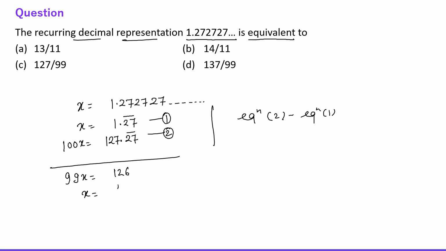Then x will be what? 126 divided by 99. These both numbers are divisible by 9. So just divide by 9. So this will be 14 and this will be 11. So x is 14 by 11. The correct answer is B option, 14 by 11. Now let's move to the other question.